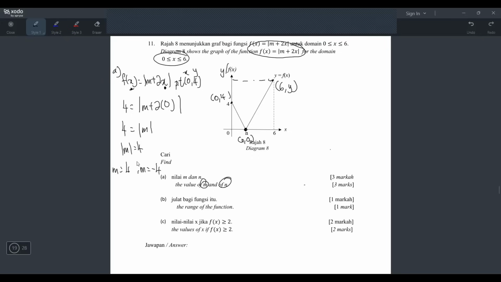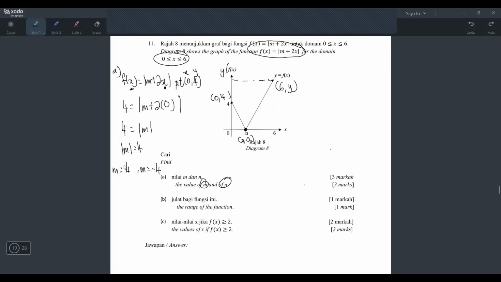Why do I say one of these is definitely wrong? Because m can only have one value, and they already said find the value. It means mesti ada satu jawapan saja. But now I don't know which one is correct. What I know now is that only one of these can be correct.